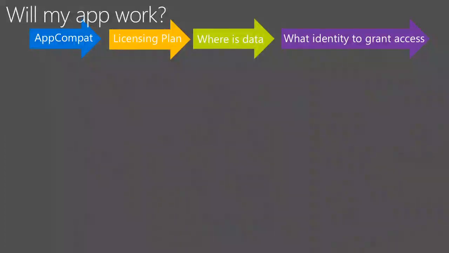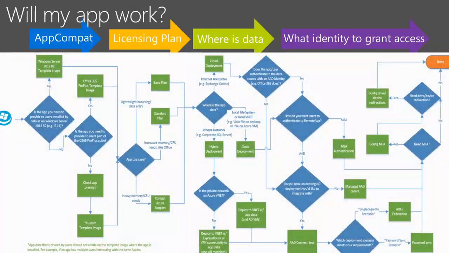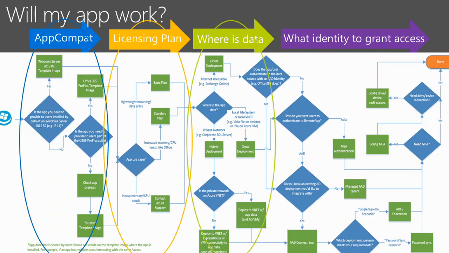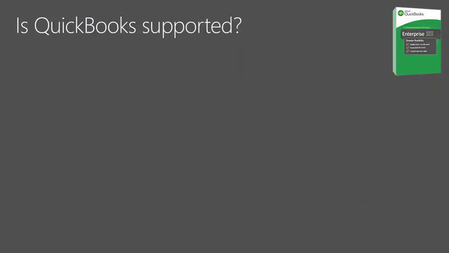So, the general flow of will my app work that we have is app compat, licensing plan, where is my data. I have this ugly eye chart. This is great for you later on when you download these slides to take your application and work through these particular things. And so they're kind of divided into these segments. And by the end, when you have your application and you run through it, it might look a little bit like this. And so we'll put QuickBooks through this. And that is QuickBooks installed on a Microsoft image? It's a custom application, so you need a custom image.